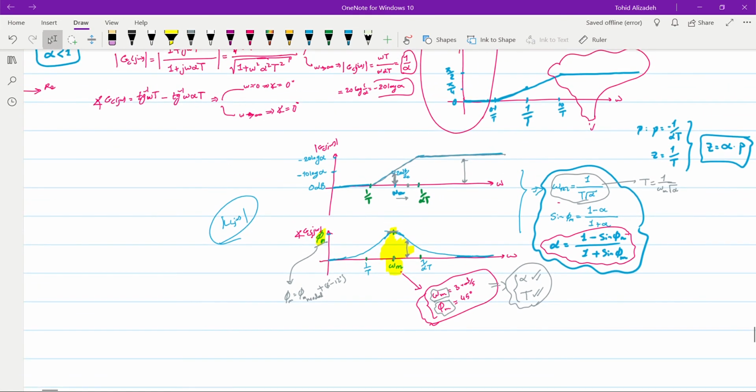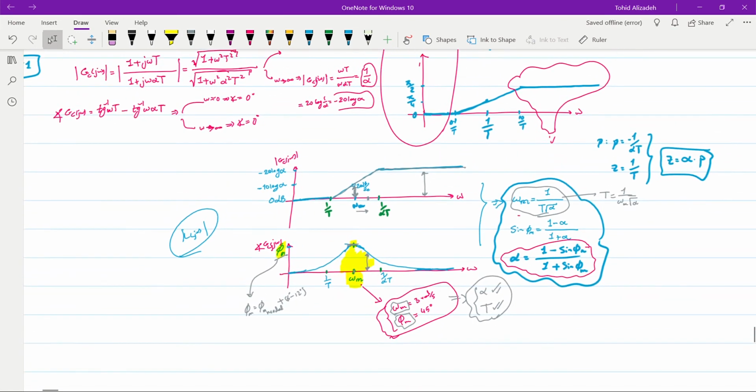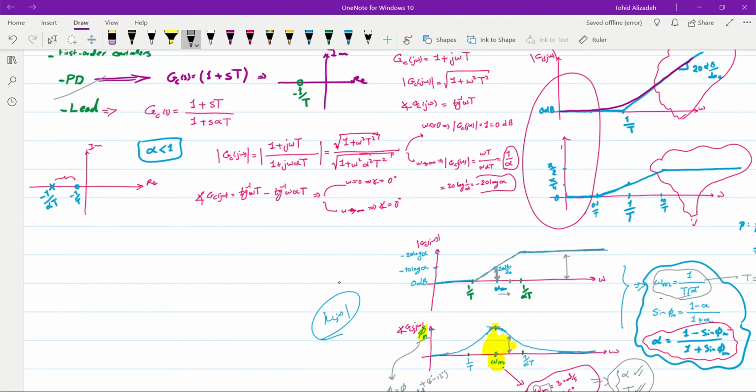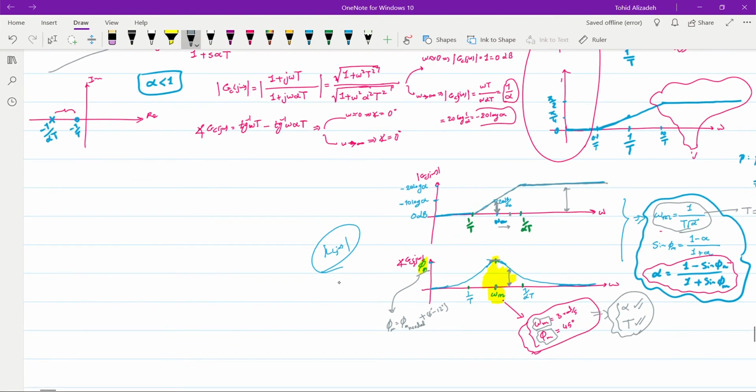So I hope you have learned how the different first order controllers that we discussed in this video, PD and the lead, how they behave. You have just learned the relations between different parameters of the lead compensator, alpha and t, and the parameters in terms of the Bode plot, omega m and phi m. In the next video, which is an example of designing a first order controller, we will see how to find out the values which satisfy the requirements.